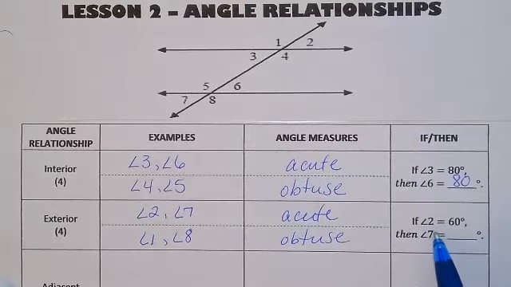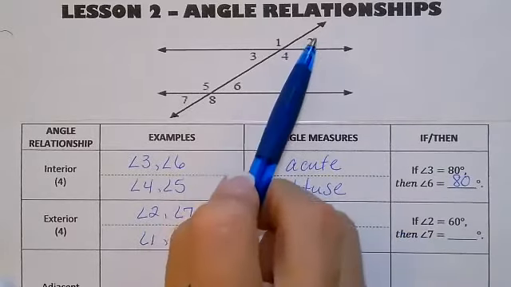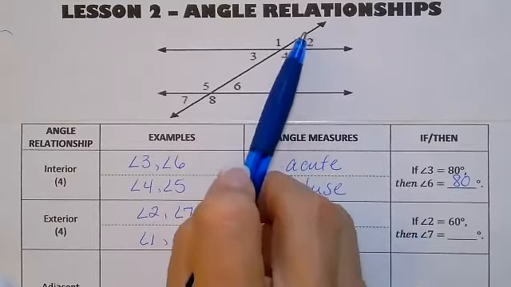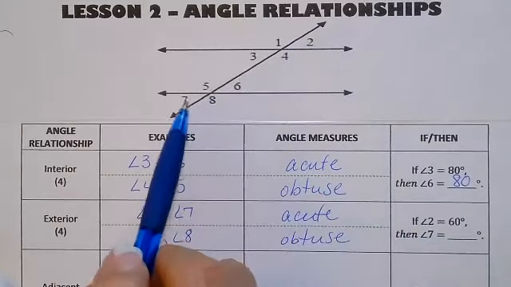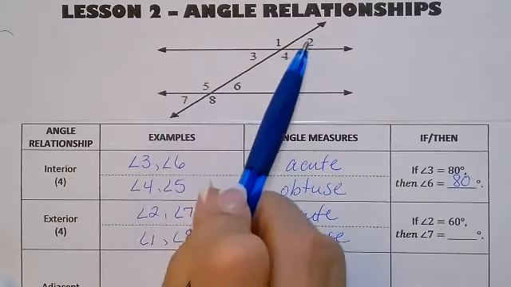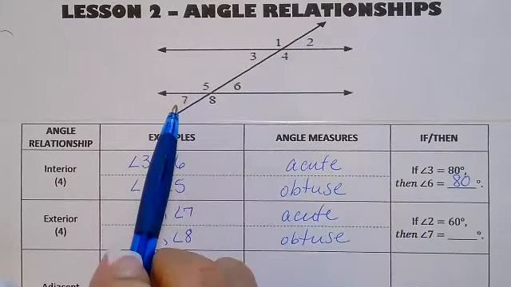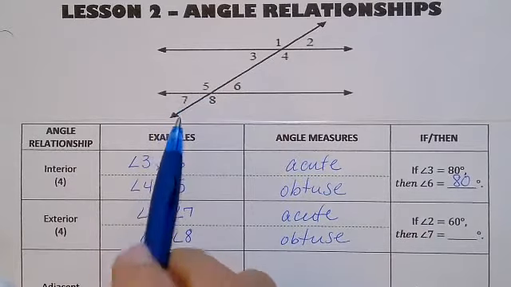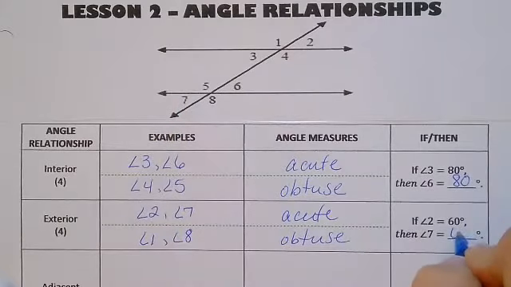So if angle 2 is 60 degrees, then angle 7 equals what? Angle 2, if it's 60 degrees, it's acute, and so is angle 7. Since these are both acute, they are congruent. So if angle 2 is 60 degrees, angle 7 is also 60 degrees.